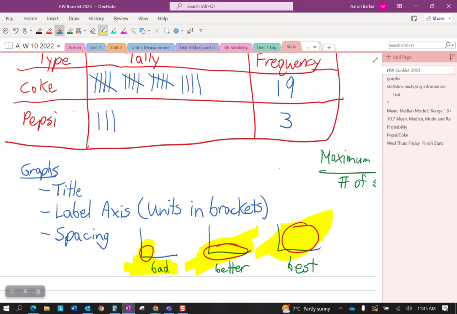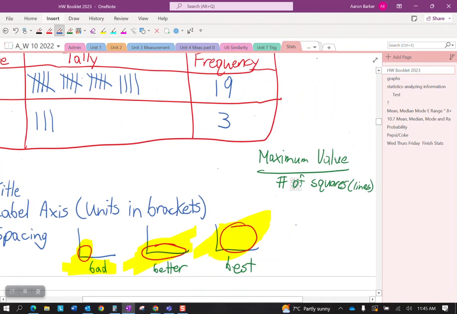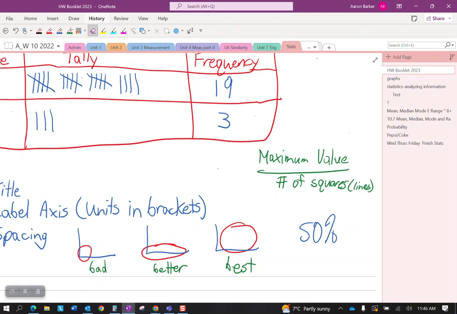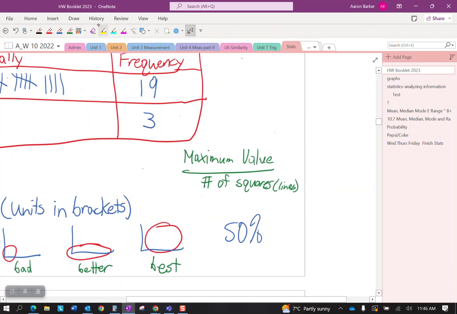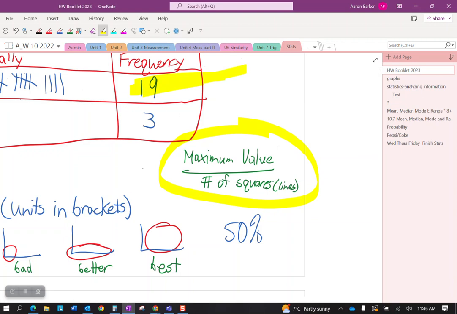The number that we looked at for being a good number was 50% or more of the grid should be taken up with the graph. 50% or more. If it's less than 50%, your graph is not good. Now, what do we do to make sure that we have that? You take your maximum value, for us it was 19, and you divide it by the number of squares or lines. So for us it was 22.